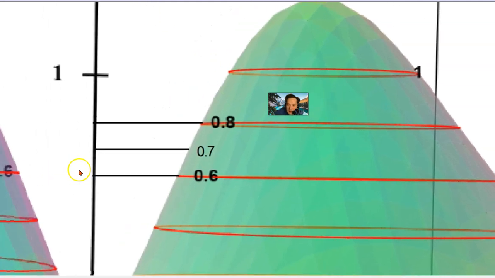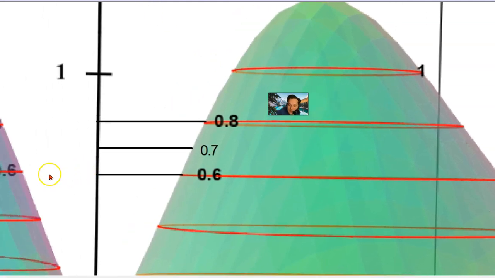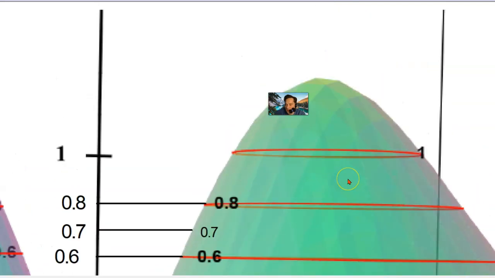But really also remember we're talking ultimately about the z-axis. So when we say 0.6, what we really mean is 0.6 along z. We really mean 0.8 along z, and here we mean 0.7 along z, like that. And then you repeat similar reasoning for other points on the surface.